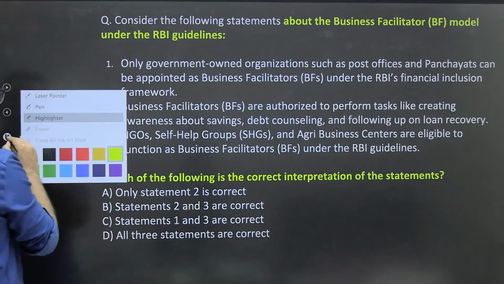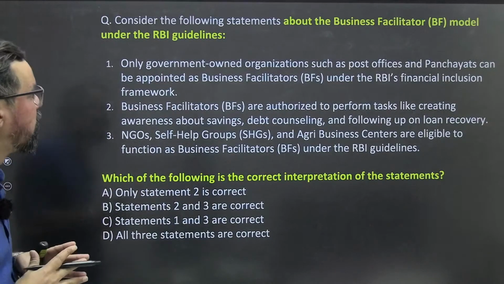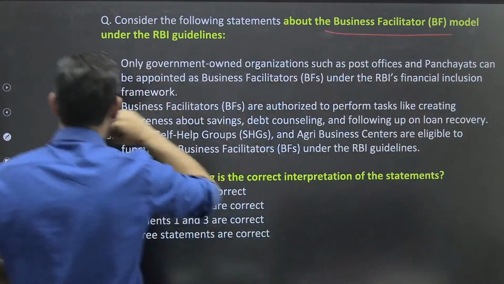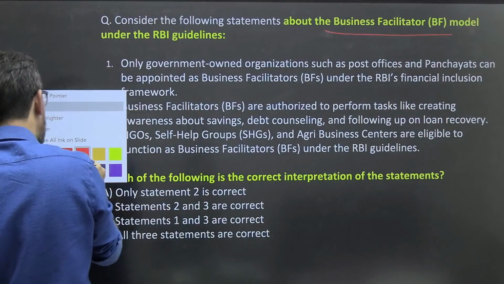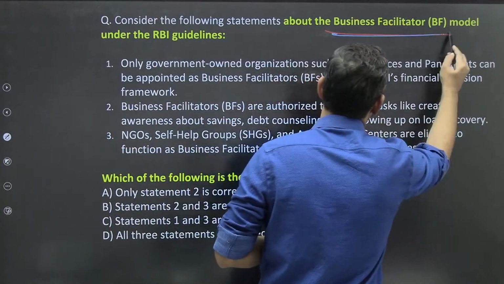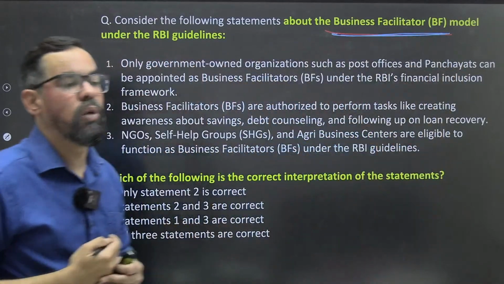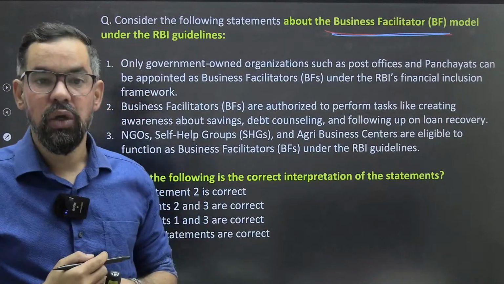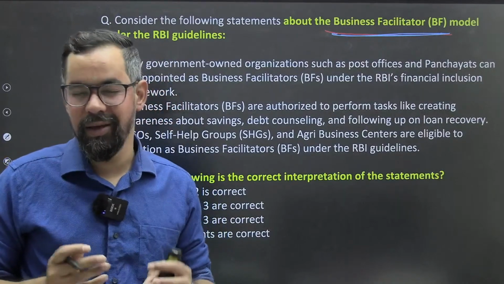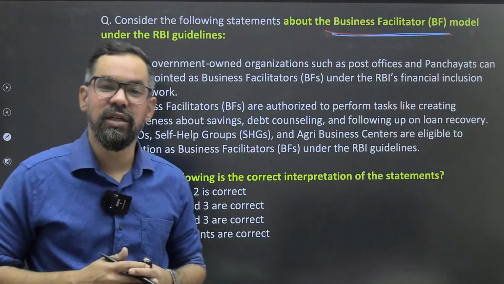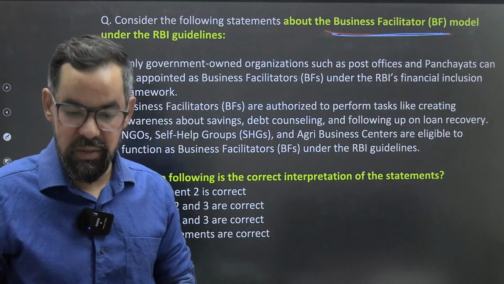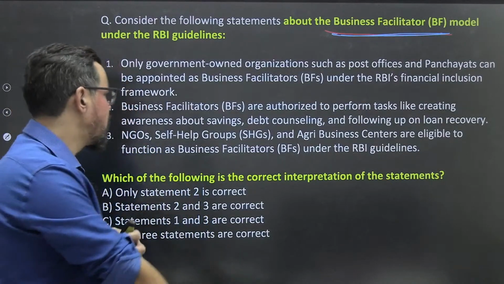Chalo. So we will start with the very first question on your screen. Consider the following statements about the business facilitator model under RBI guidelines. So business facilitator or business correspondent, I hope everybody knows about these. So business facilitator models basically help us to increase our overall business. What we are generally trying to do with this is acquire more and more customers so we can have a better portfolio size and all.